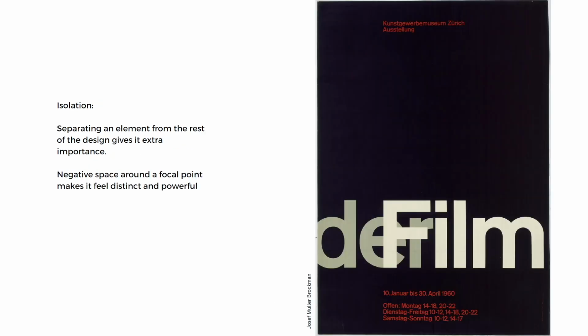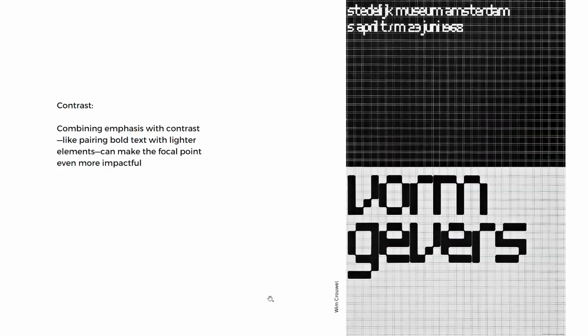As well, we have isolation. So when you separate an element from the rest of the design, it's going to give it, by default, extra importance. So that negative space that we've been talking about, negative space around a focal point, is going to make it feel really distinct from the rest of the elements. Like this one, we're seeing the title. We have a lot of air around it at the top. Then it flows into the where, the when, and the why. So we have a really nice page design when we have things isolated from others.